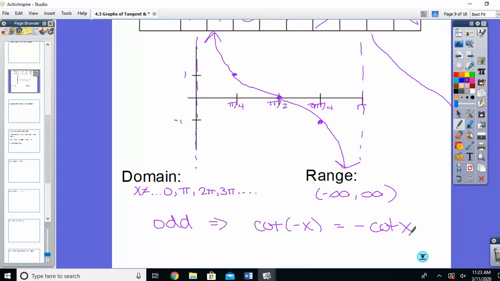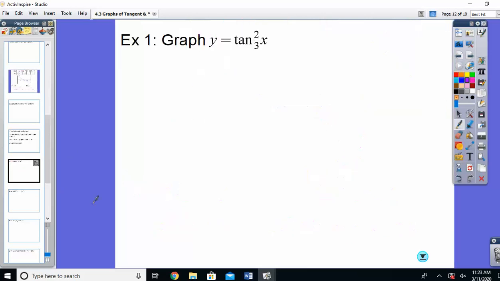So for the rest of the day today, we're just going to graph tangents and cotangents. We'll go through the same list of information that we did with sine and cosine. So amplitude, period, count by. Interval I'm going to recommend on just about every problem. It just seems to make these a little bit easier. And otherwise everything stays the same. So the first one, y equals tangent of 2/3 x.